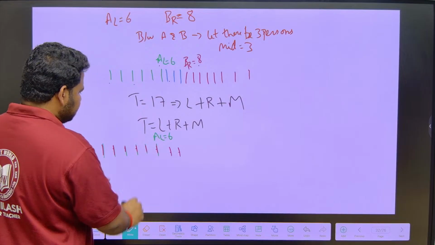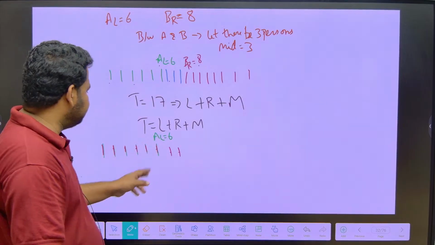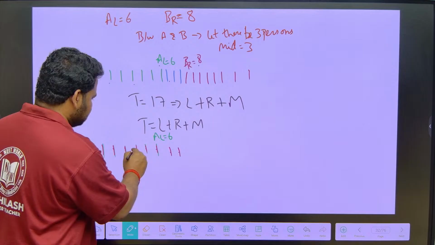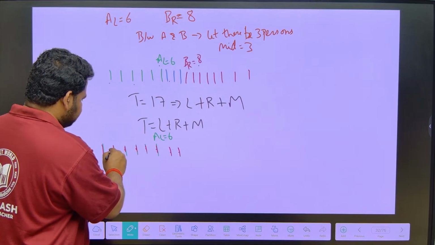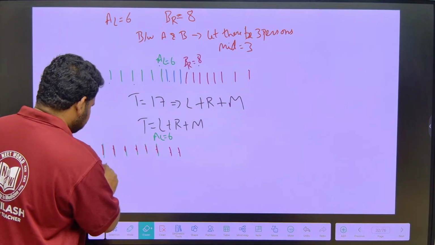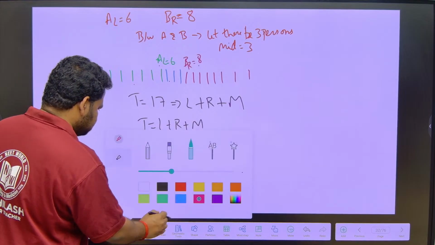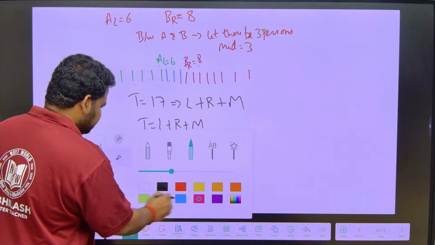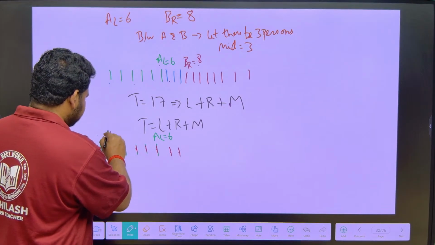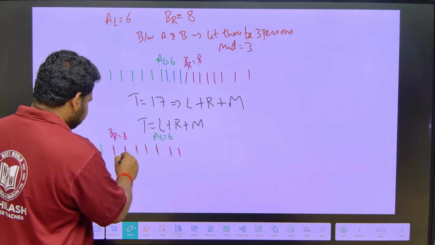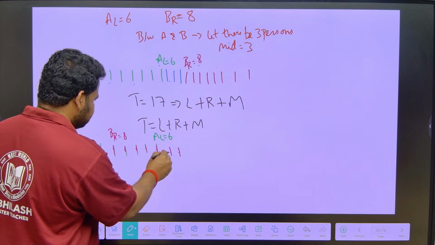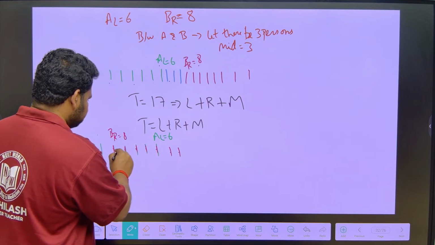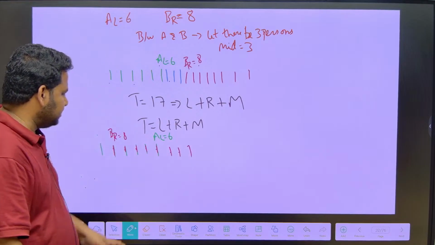Here between them there should be 3 persons, right? So let me take it from here. 1, 2, 3. Between them there should be 3 persons. Let this be green itself. So if I take from here, B from the right is 8, and between them there are 3 persons. 1, 2, 3, 4, 5, 6, 7, 8. What I took initially is correct.